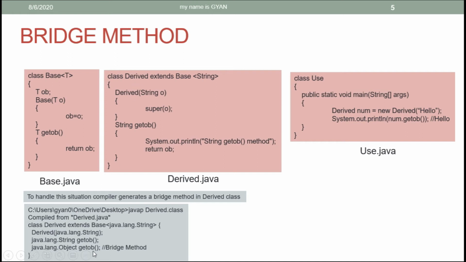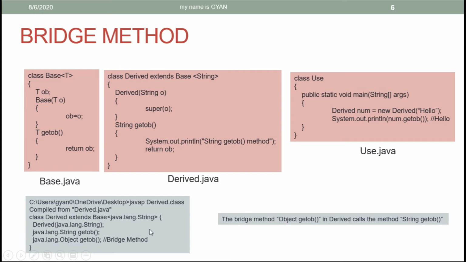And the getOb method in the class Derived whose return type is Object ultimately calls the getOb method in the class Derived whose return type is String. But there is one more issue. You may say that you cannot have two methods with same name and different return types. This is a wrong way to implement method overloading.